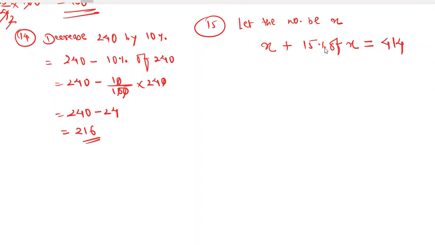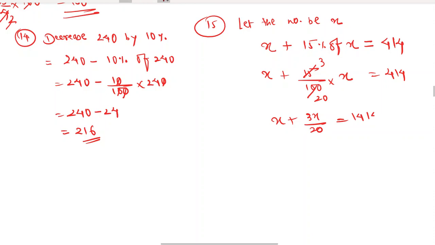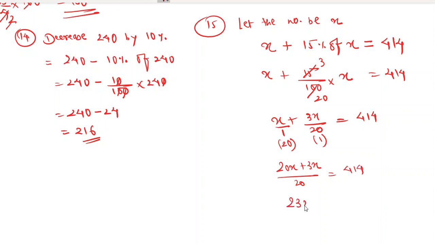What is the number which when increased by 15% becomes 414? So how to solve this? X plus 15 upon 100 multiplied by x is equal to 414. This is tricky, so please be careful. 5 3s are 15, 5 20s are 100, so x plus 3x by 20 is equal to 414. So here on the left hand side you have to take LCM and simplify. So the LCM of 1 and 20 is 20, so 20x plus 3x by 20 is equal to 414. So 23x is equal to 414 multiplied by 20.